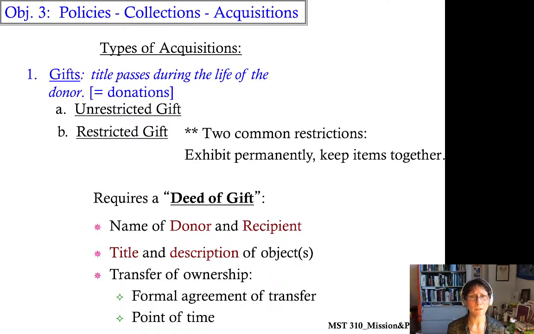So you want the name and contact information, the title and description of the object, and then the transfer of ownership. So basically you make a formal agreement to transfer, right? And you decide if there's going to be restrictions or not. And then when you're going to actually make this exchange. So when is the object actually going to come into your hands, into your physical presence?